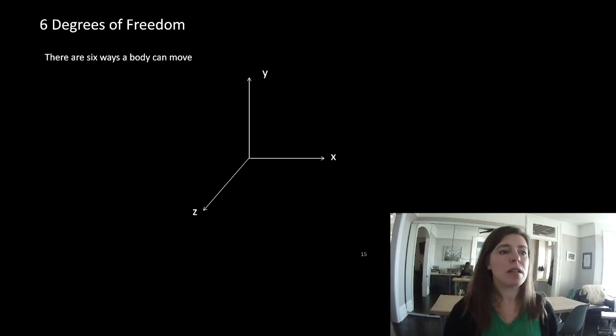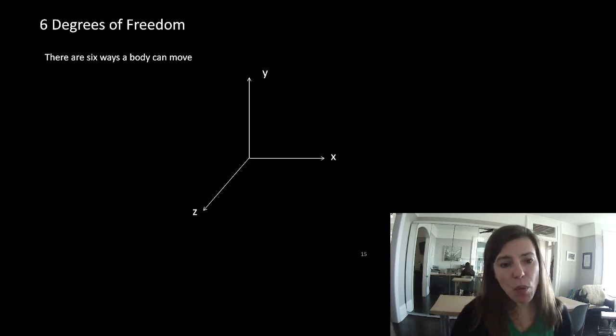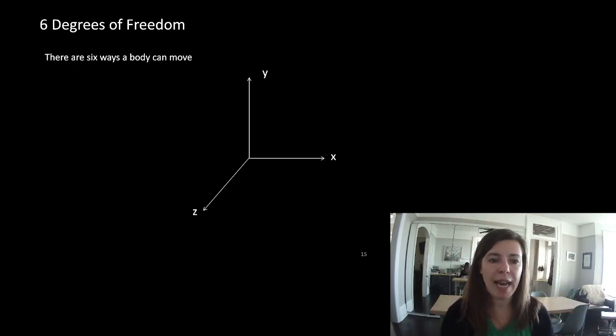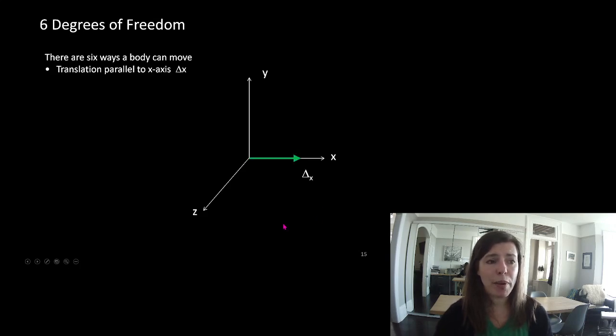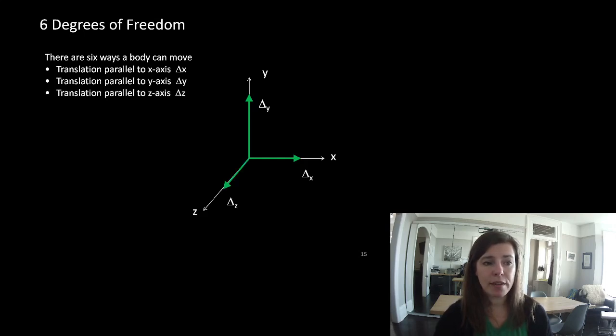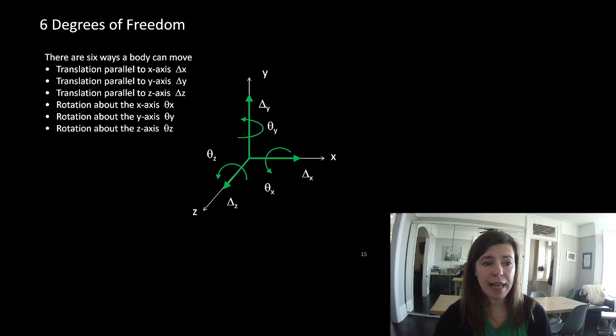So there are 6 ways a body can move. If you want to talk about it, you can sum these up so it can really move in any direction. But if we're talking about our principal axes, an object can move up or down, side to side, or in and out of the page. The object can also spin about any of these. It can spin about the y-axis, the x-axis, and the z-axis. So, translation parallel to x, translation parallel to y, translation parallel to z. Rotation about x, rotation about y, rotation about z.